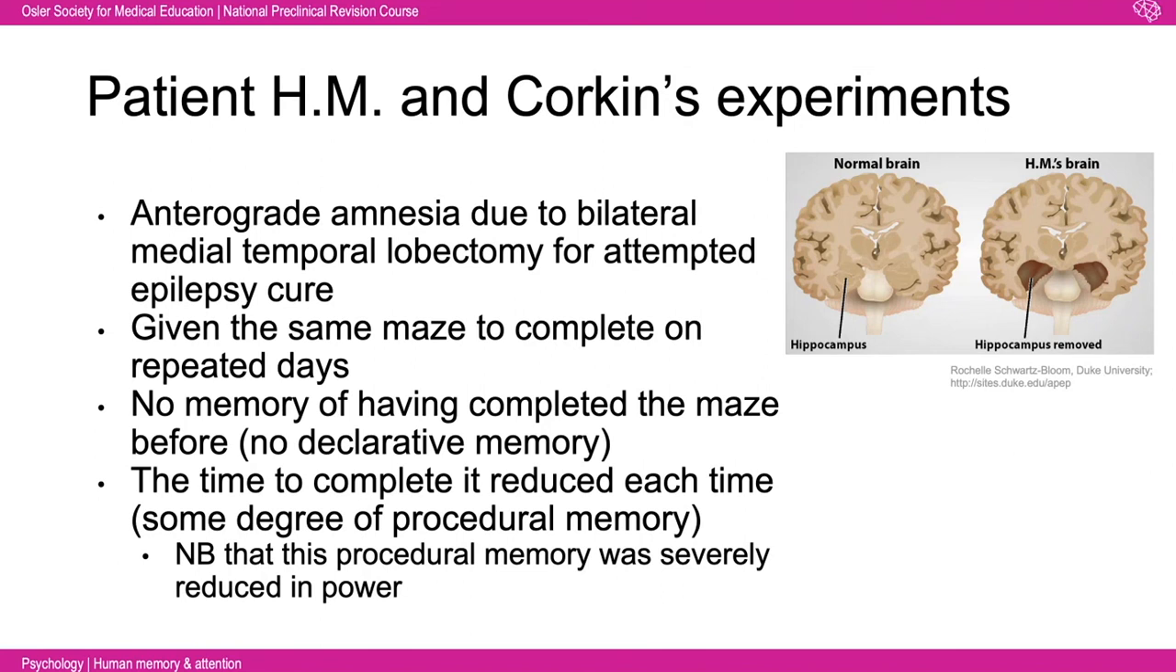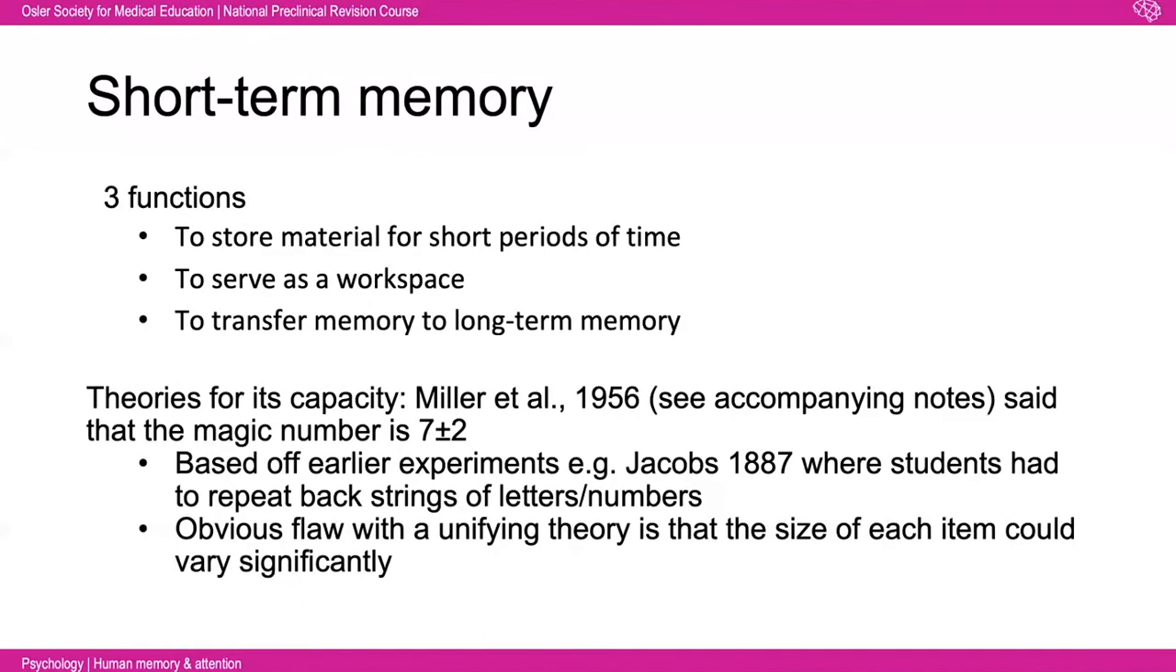So that shows that whilst there was no declarative memory, having had the medial temporal cortex taken out, there was still some degree of the more unconscious types of memory, so procedural memory. But of course, this procedural memory wasn't functioning quite normally, so it was severely reduced in power. So as I said, we're going to talk through the types of memory.